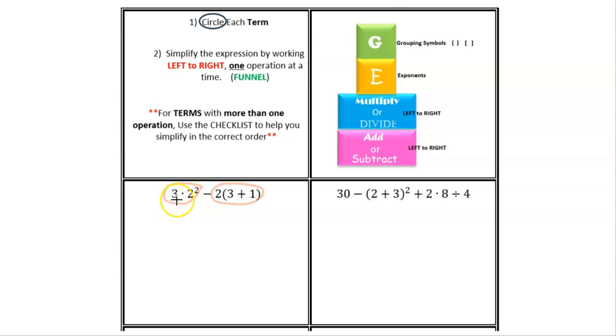So you should have circled the 3 times 2 squared. All that makes one term, right? And you also should have circled 2 times the quantity 3 plus 1. The 3 plus 1 is its own piece, and the 2 is part of that whole term. The 2 pieces make one term.